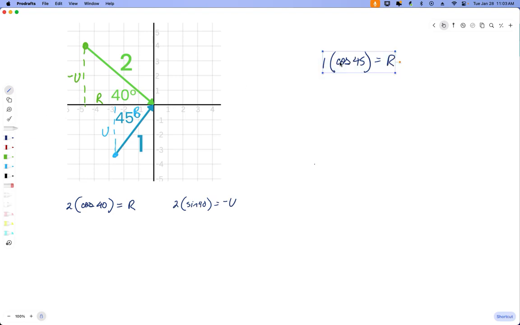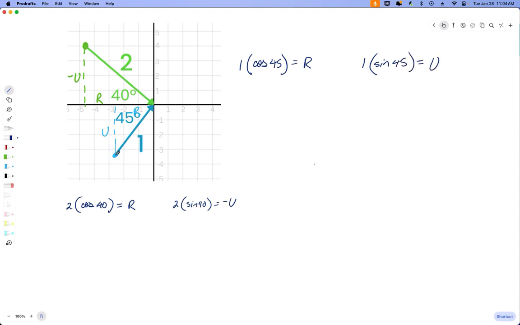Move that over just a little bit. And 1 cosine, I already did cosine. This is sine. Sine 45 is a positive u.